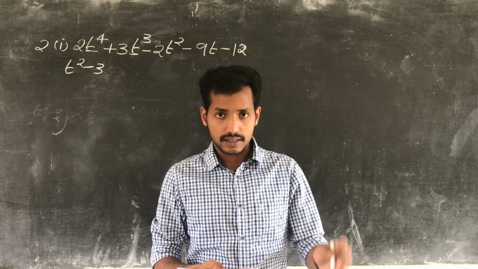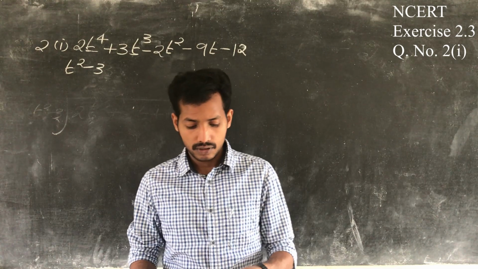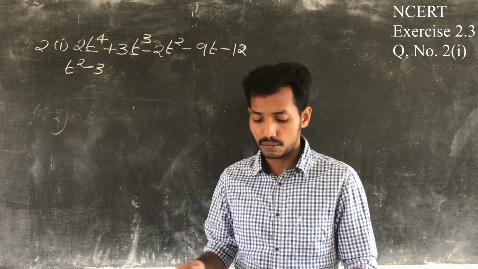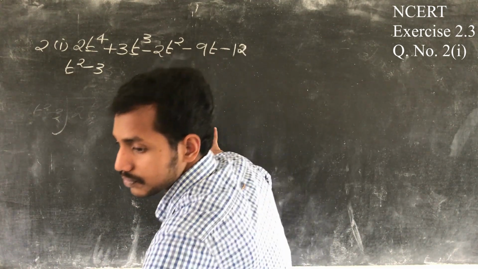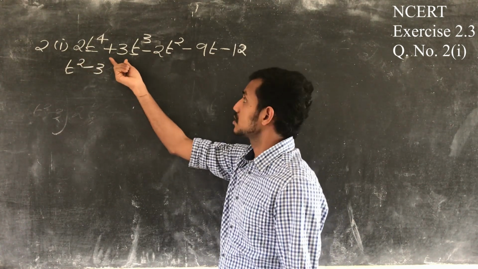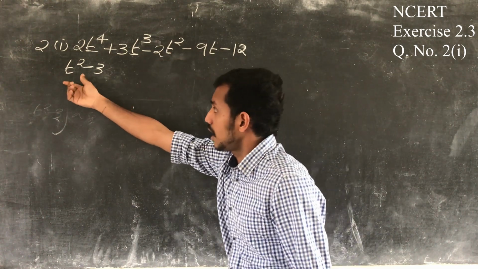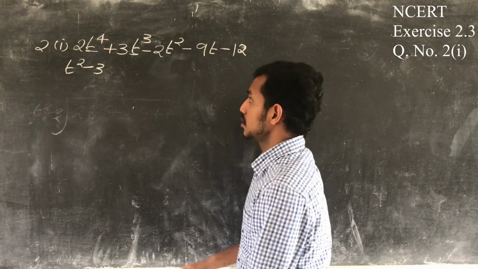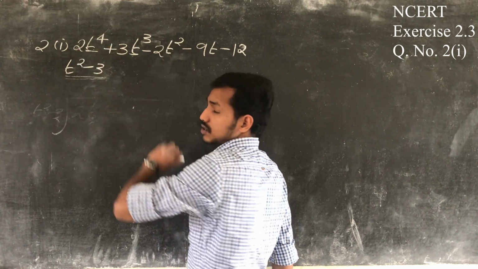Next, exercise 2.3, question number 2, option number 1. Check whether the first polynomial is a factor of the second polynomial by dividing the second polynomial by the first polynomial. There are two polynomials given: 2t raised to 4 plus 3t cube minus 2t square minus 9t minus 12, and the second polynomial is t square minus 3. So here we have to check whether the second polynomial is a factor of the first one.